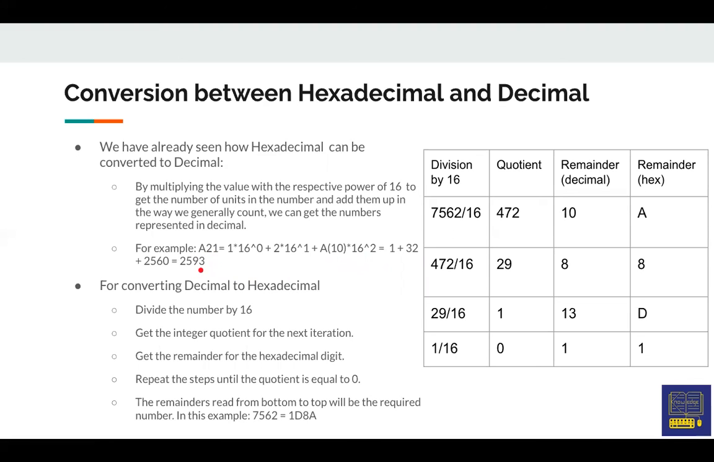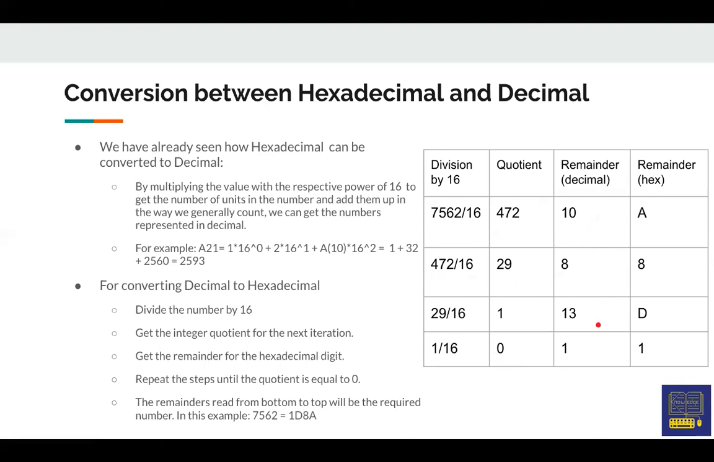Now, from decimal to hexadecimal, it's very, very similar to binary. The only thing that you're changing is that you're dividing by 16 instead of dividing by 2. So say we started here with 7562. Divide by 16, take your quotient and remainder, and the quotient goes over here. Repeatedly do that till your quotient is 0. Then you take your remainders. Now, the remainders can be up to 15, because you're dividing something by 16. So the remainders can range from 0 through 15.